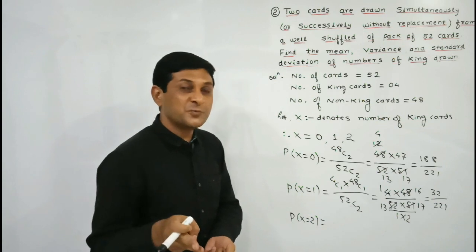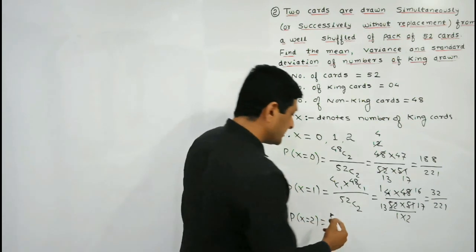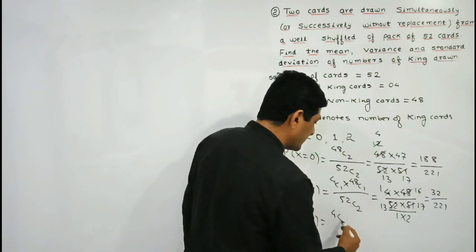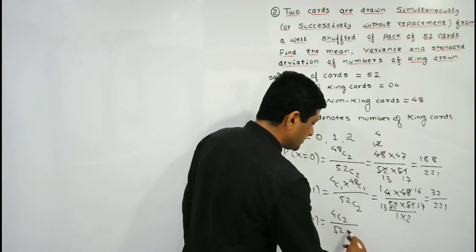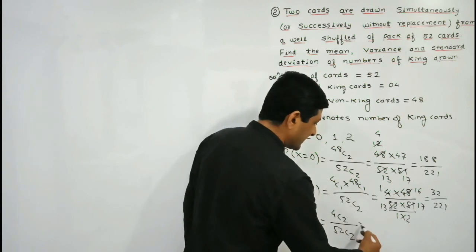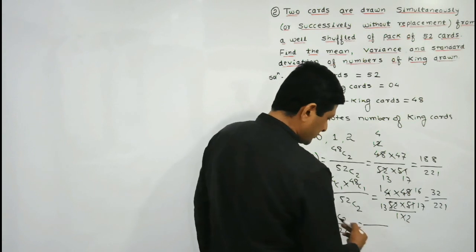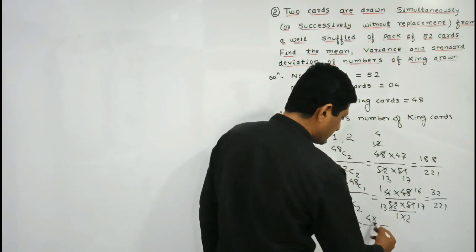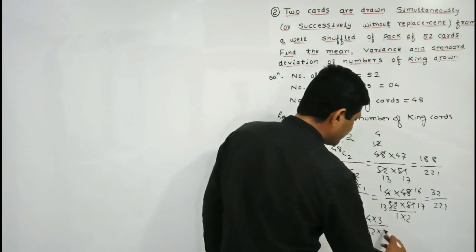X is equal to 2 means what? Both the cards drawn are what? King. तो टोटल कितने किंग कार्ड है? 4 में से हमें 2 सेलेक्ट करने हैं, और डिनोमिनेटर में n of s टोटल 52 कार्ड्स है, उसमें से 2 सेलेक्ट करने हैं. So which is equal to, in the numerator here choices are same, so in the numerator write down the product of two numbers 4 and 3, and in the denominator 52 and 51.